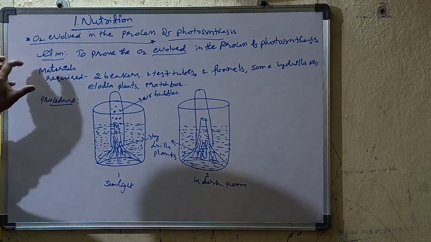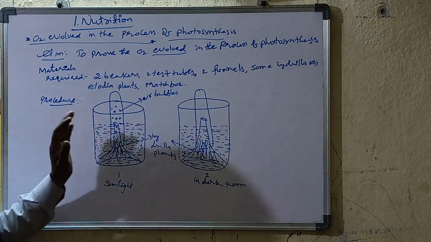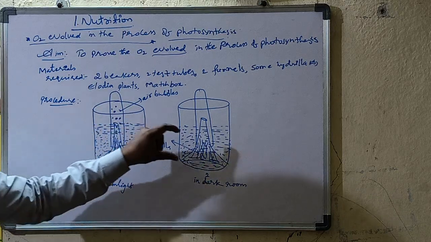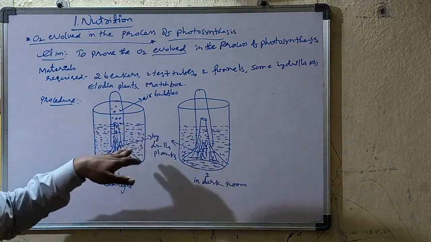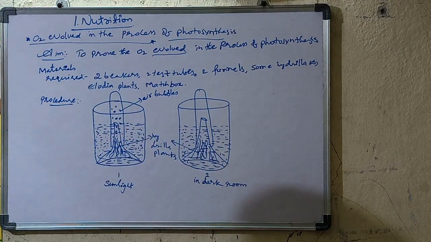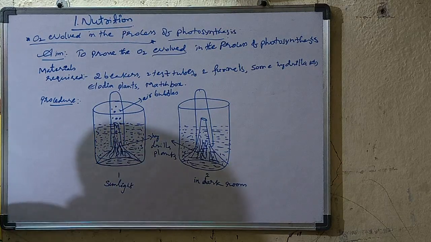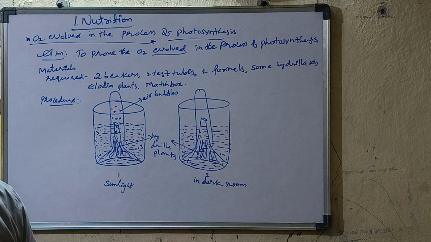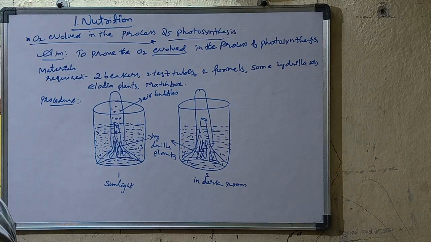Okay. So what are the materials we need? We need two beakers, two test tubes, two funnels, some hydrilla plants or elodea plants, and one matchbox. So now, how to start the experiment, or what is the procedure for the experiment?